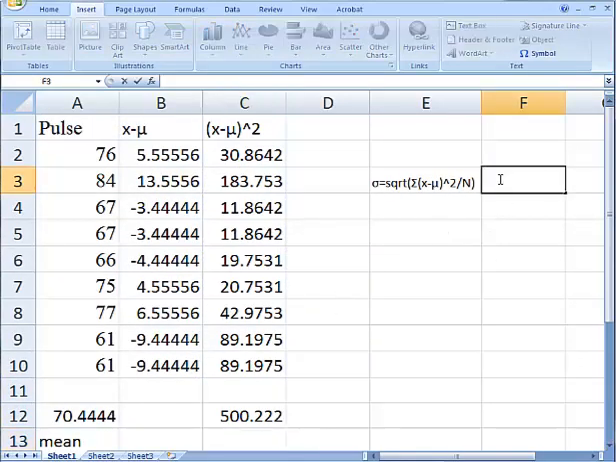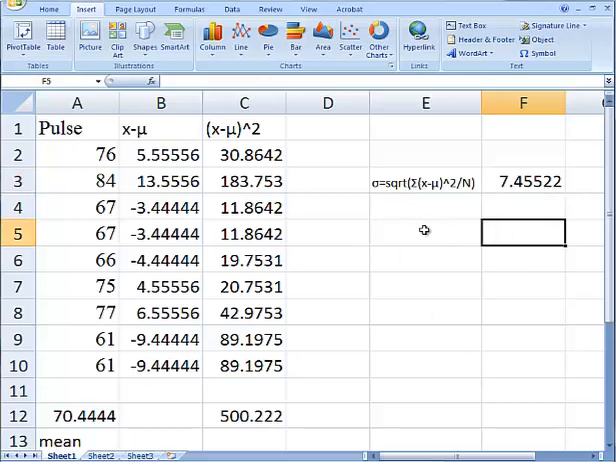So our calculation I'm going to put in this cell. It's going to be square root, which is a function built in, of this sum divided by 9 because there are 9 data values. And that gives us a standard deviation of 7.45522. Notice square root of C12, which is the sum, divided by 9.